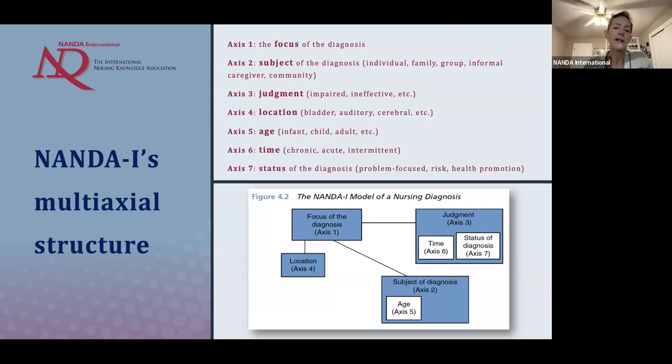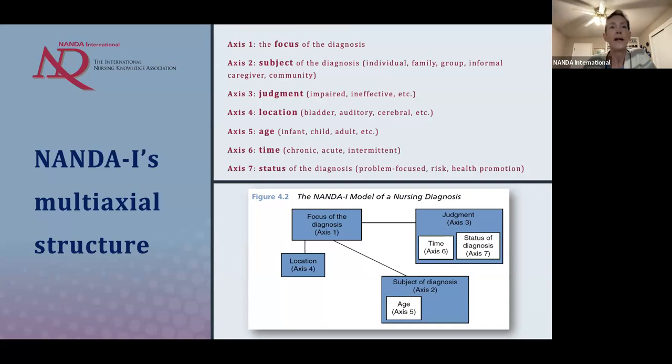The first is the focus of the diagnosis. This is what we might call the concept. What is the conceptual underpinning of the diagnosis we are considering? For example, it could be something such as tissue perfusion. It could be coping. It could be grieving. These are the areas of focus when we're starting to think about whether this diagnosis is appropriate for the patient. Is it reflecting and representing the response I'm seeing from my individual patient? It's not just picking something off a list, but does this defined term represent what I'm seeing in my patient?